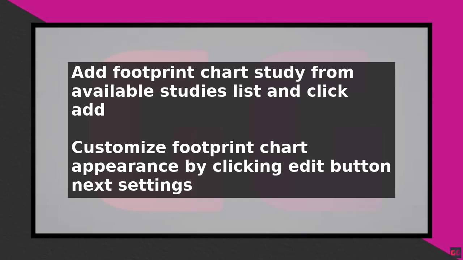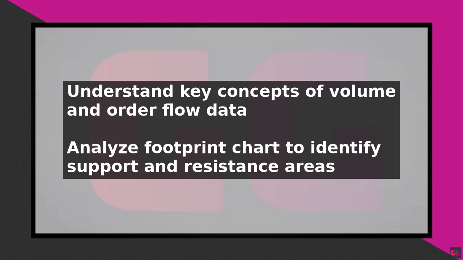The footprint chart will display the volume and order flow data for the selected asset, allowing you to analyze market sentiment and make informed trading decisions. To get the most out of the footprint chart, it is essential to understand the key concepts of volume and order flow. Volume refers to the number of contracts or shares traded during a given period, while order flow refers to the direction and magnitude of buy and sell orders.